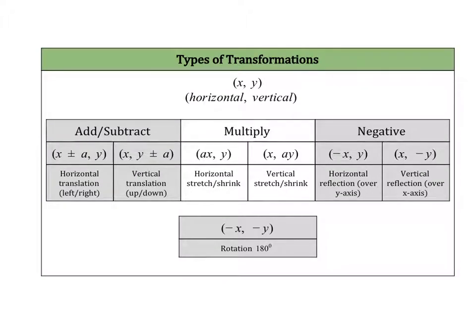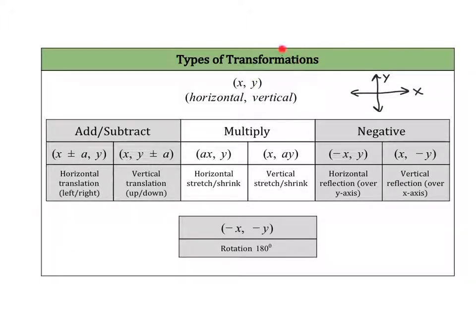Okay, so we're going to talk about different types of transformations and what they look like inside your coordinates. So these are kind of the rules that apply. If we're starting with the normal coordinate xy, first thing I want to point out is that x is always going to represent horizontal movement, just like the x-axis is horizontal, and y is always going to represent vertical movement, as the y-axis is vertical.